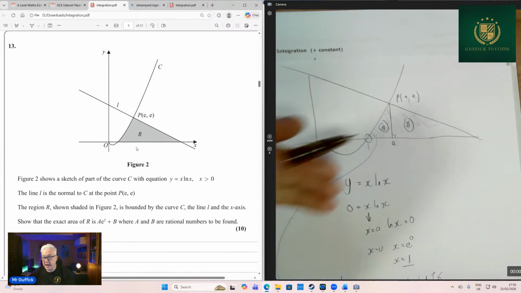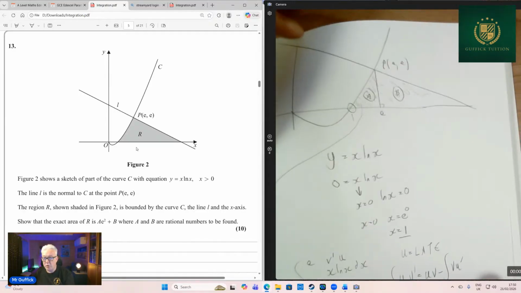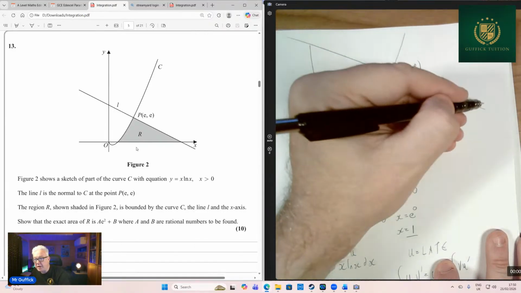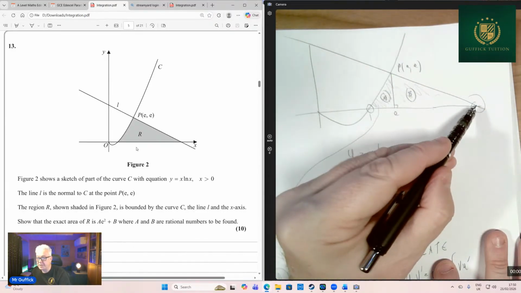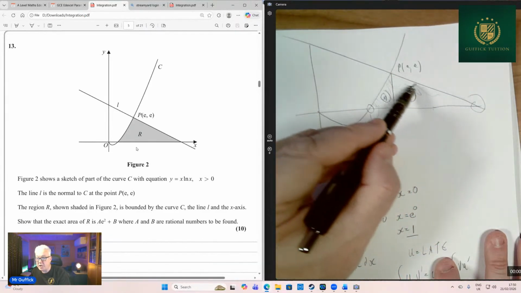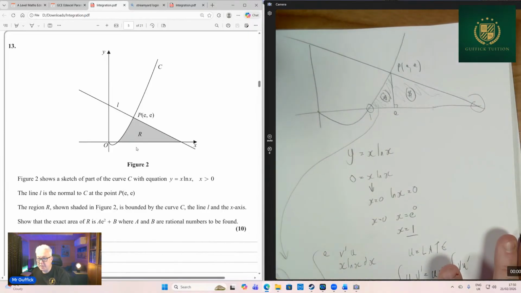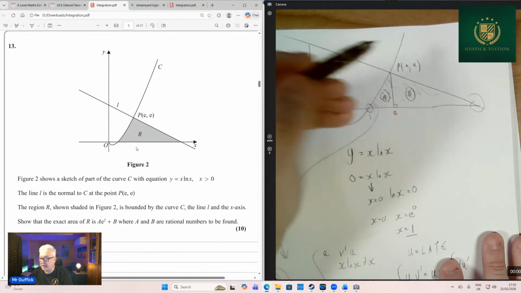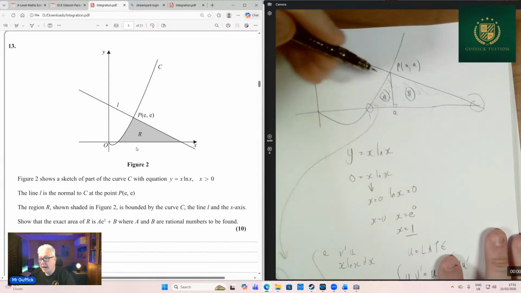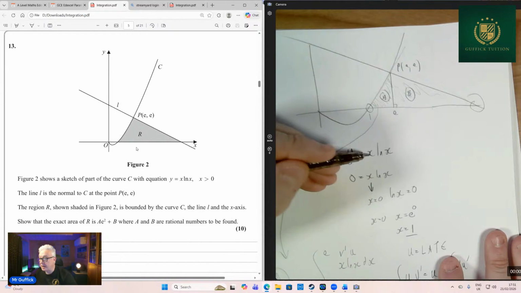Now, we need to find the area of this triangle that I've called B. And in order to do that, what do we need to know? We really need to know where this line crosses the x-axis. And in order to know that, we need to know the equation of this line. There's two things we need to get the equation of a line. We need to have a point, and we need to have a gradient. And in order to get a gradient, we're going to need to differentiate the x ln x.